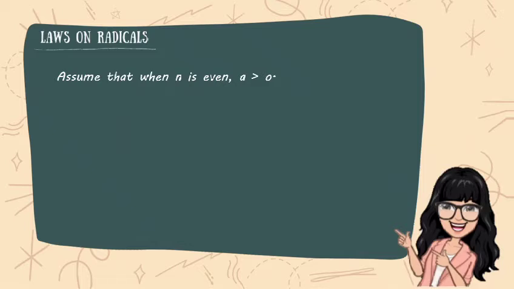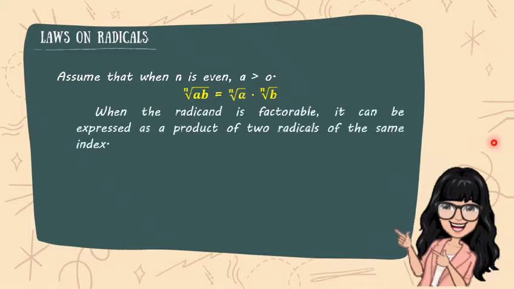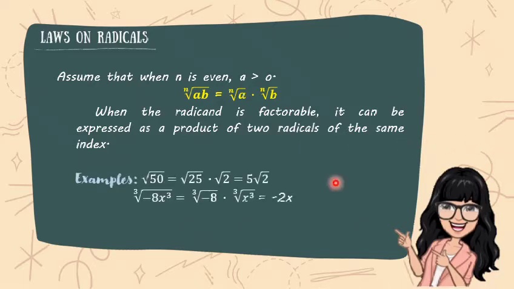Now let us assume again that n is even and a is greater than 0. So the next law on radicals states that nth root of ab is equal to nth root of a times nth root of b. This means that when the radicand is factorable, it can be expressed as a product of two radicals of the same index. For example, we have here square root of 50.